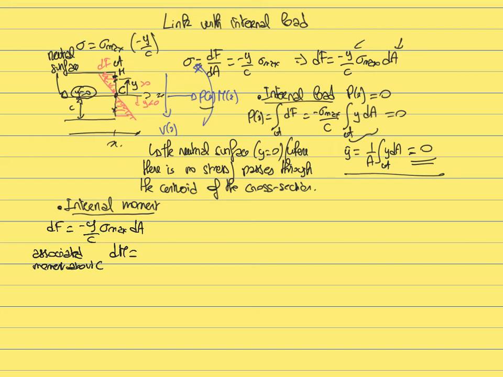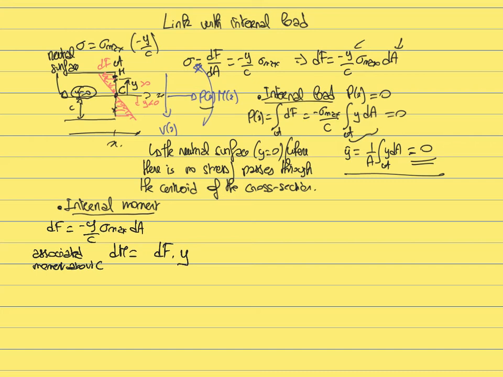So if you have a small force dF, if I want the moment, I need to take the force times the arm of the force, where in this case, the arm of the force is y. Y is the orthogonal distance between the line of action of dF to the point C, so that's the arm of the force. The last thing we need to figure out is what is the sign of this moment. Is it a positive moment or a negative moment?